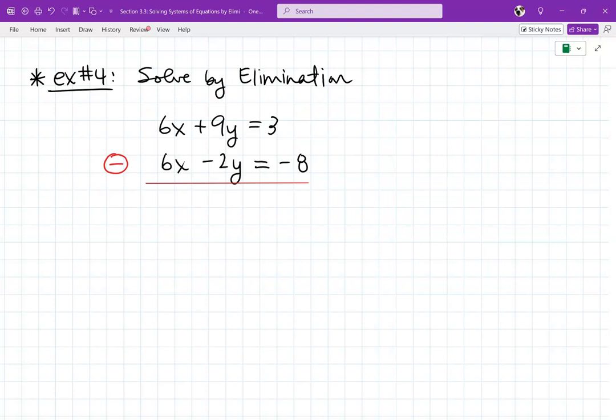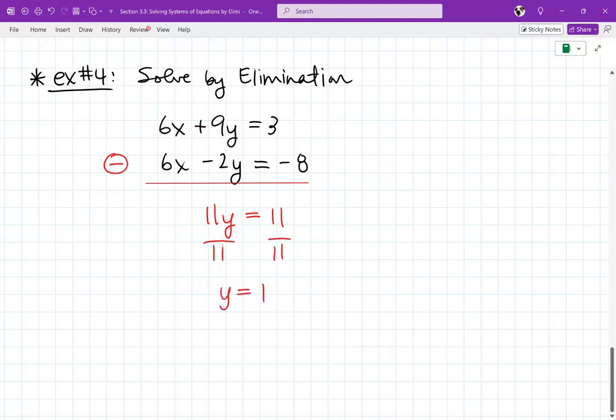6x minus 6x, 0, right? So I just eliminated the x. My next one is 9y minus negative 2y. What is that? It's positive 11y, not 7. Okay? Because it's 9y minus a negative 2y. Minus a negative means plus, right? So 9 plus 2, that's 11. And then 3 minus a negative 8, that's also 11. So that means that y would equal 1.